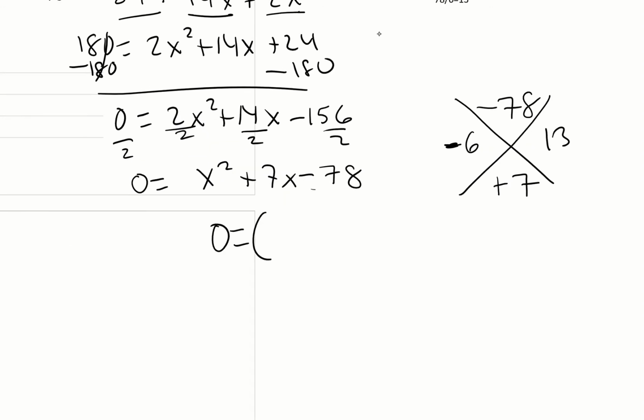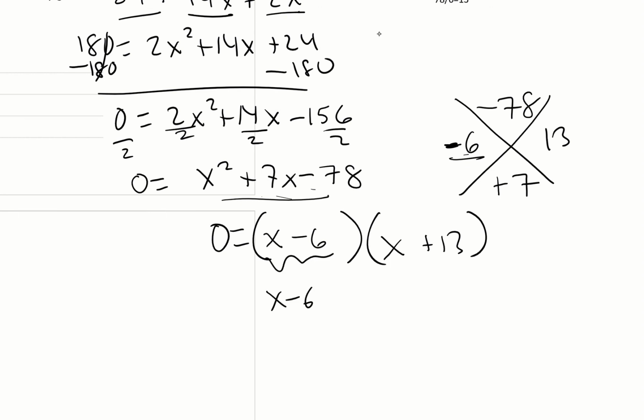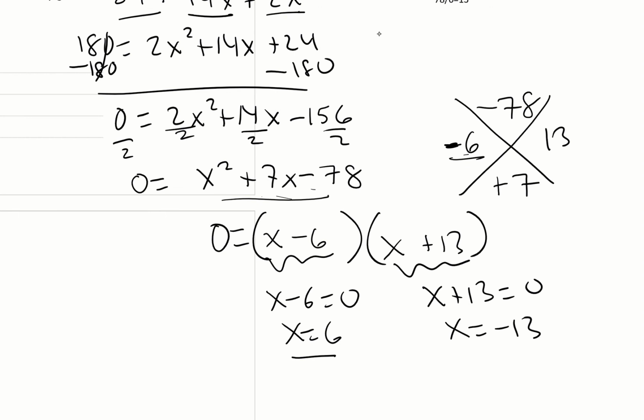So we got 0 equals, then you factor this. So write it as basically like a FOIL again. And you got x minus 6 and then x plus 13. So now if you FOILed this, you would get the original, which is the purpose of why we did all this. So now we got to figure out what makes this equal to 0 and what makes this equal to 0. So this would have to be 6. 6 minus 6 is 0. And this would have to be negative 13. Negative 13 plus 13 is 0. So we got two solutions.